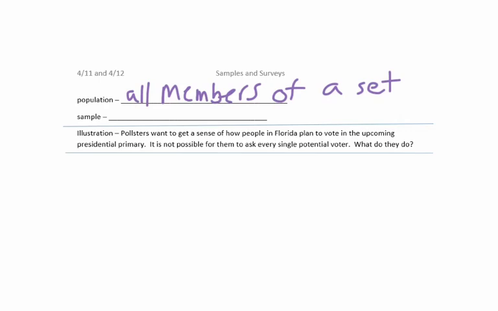Now, the problem with populations is that there's usually way too many people in a population for you to study all of them. And so what you have to do is you have to take a sample. And a sample is defined as part of a population. So instead of studying the whole population, you just study part of the population.